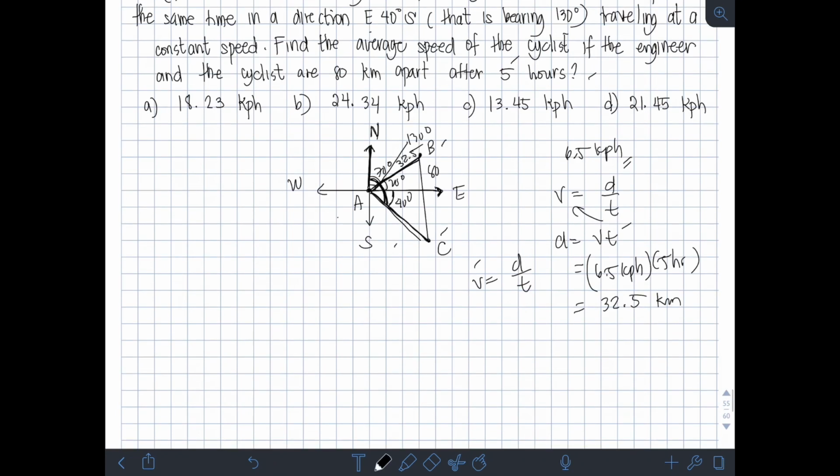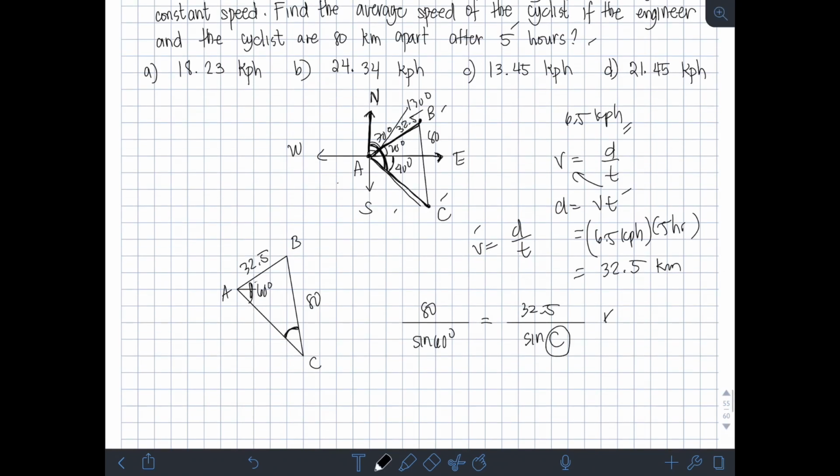So, redraw ko yung triangle na nabuo. So, A, B, C. So, itong angle na to, this is 20 degree, tapos ito is 40. So, total of 60. 20 plus 40. So, this is 60 degree. This is 32.5 and this is 80. Okay? So, pwede natin gamitin dito yung sine law. So, kuhain ko muna itong angle C. Using sine law, we have 80 over sine 60 degree equal 32.5 over sine C. Okay, sine law to, right?